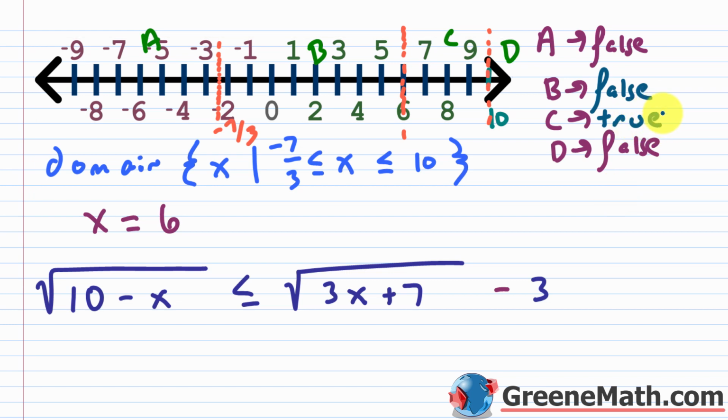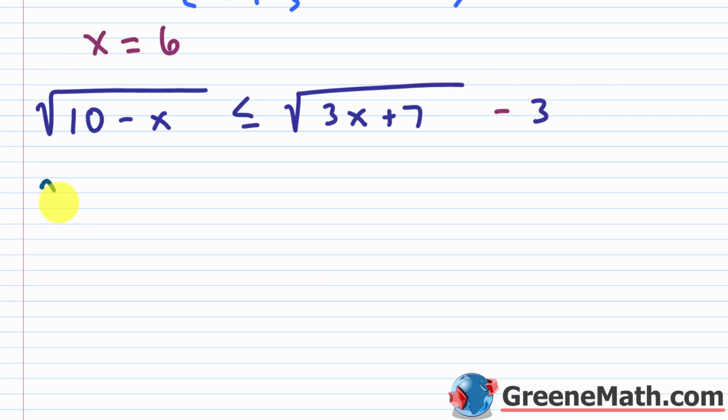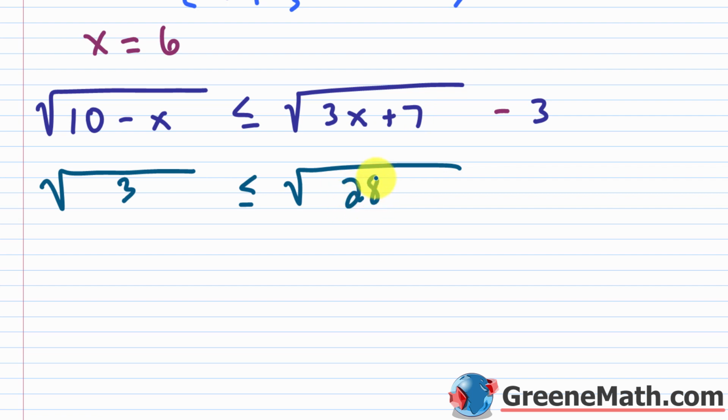So for C, we could pick something like 7 or 8 or whatever you want to do. Let's just pick 7. So we would have the square root of 10 minus 7. That's going to be 3. So the square root of 3 is less than or equal to the square root of 3 times 7 is 21, 21 plus 7 is going to be 28. So you've got the square root of 28. Now, 28 is 4 times 7, so you could say this is 2 times the square root of 7 if you wanted to.